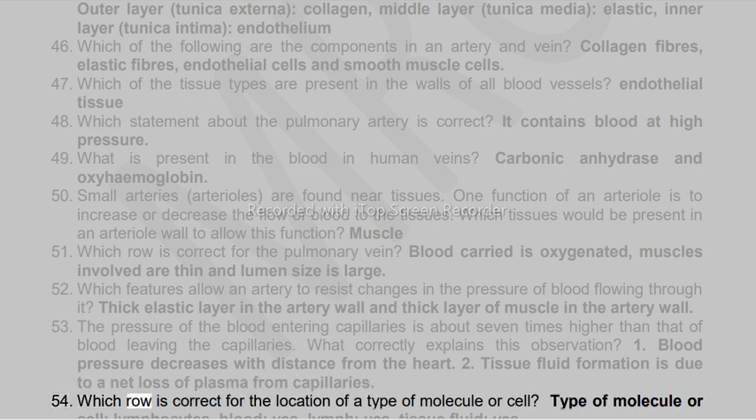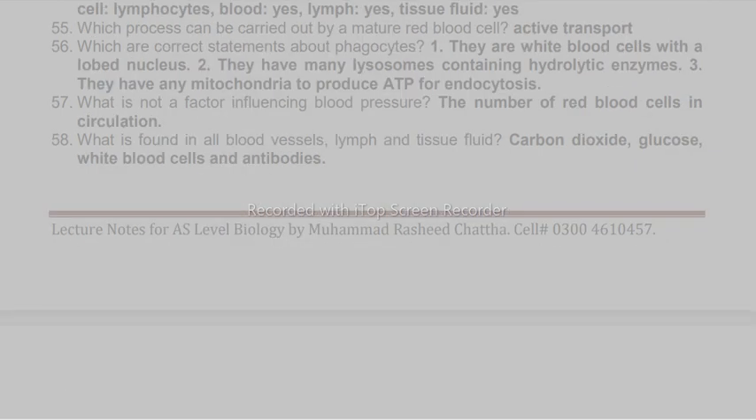54. Which row is correct for the location of a type of molecule or cell? Lymphocytes: blood, yes; lymph, yes; tissue fluid, yes. 55. Which process can be carried out by a mature red blood cell? Active transport. 56. Which are correct statements about phagocytes?